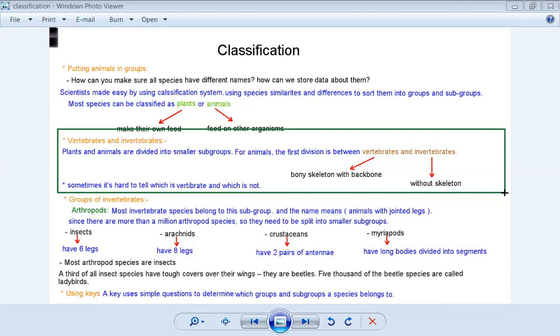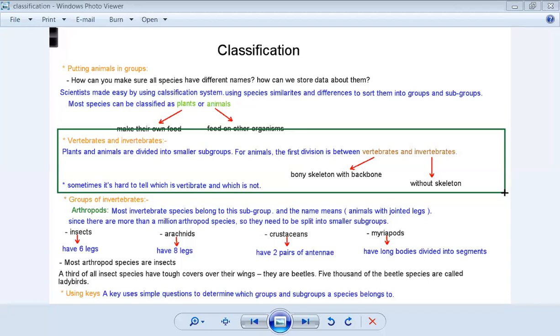Okay, sometimes it's hard to tell which is vertebrate and which is not. So we need to have more groups, more subgroups, smaller groups. So let's see the groups of invertebrates. First thing, we have arthropods.